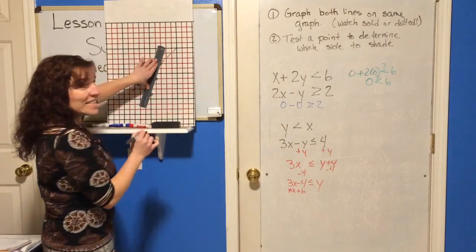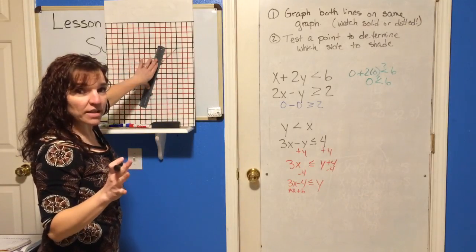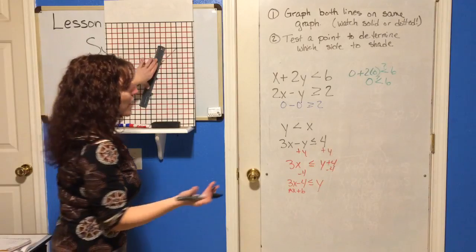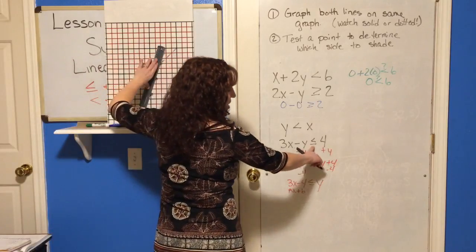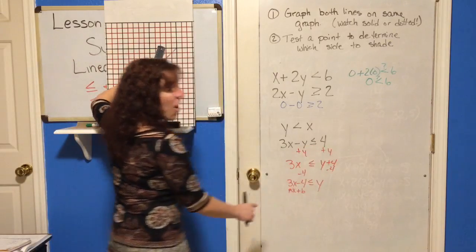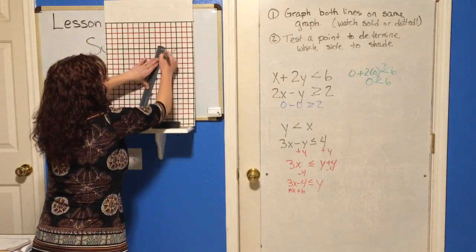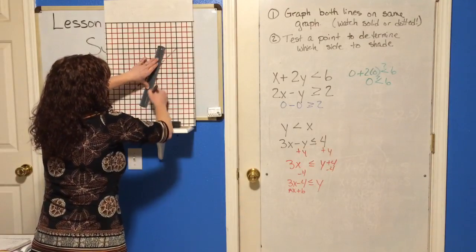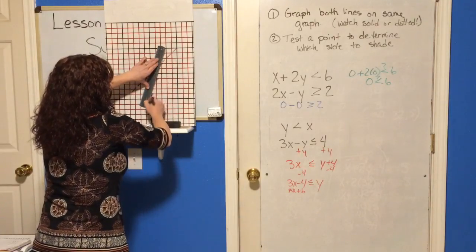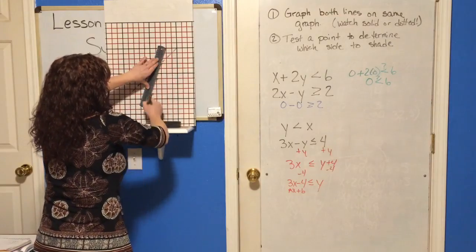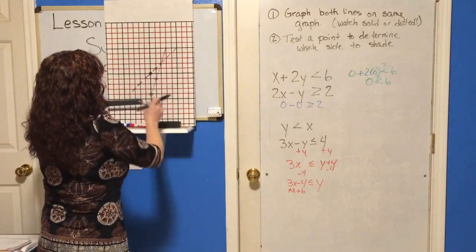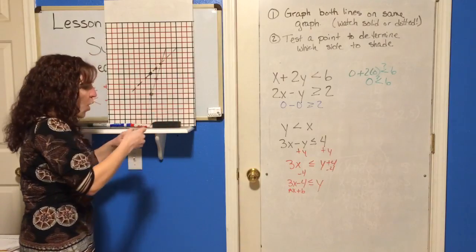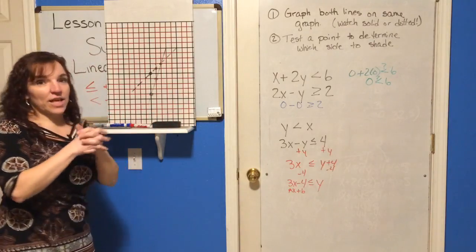Oh, wait, pause. I was making it dotted. Is that right or wrong? Let's go back. Oh, looky here. This one is equal to. That would have been wrong. We want a solid line on this one. My line is dotted just because my marker is dead. Okay. Now, last thing.